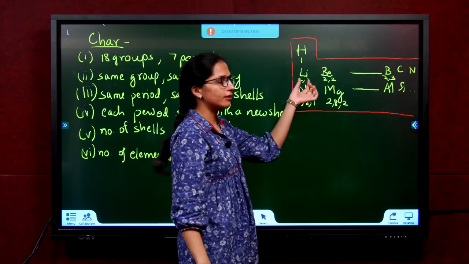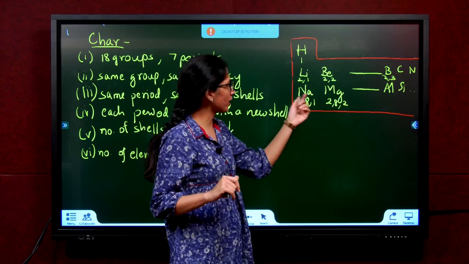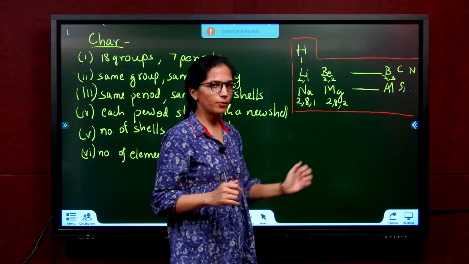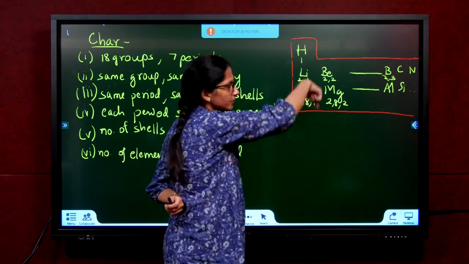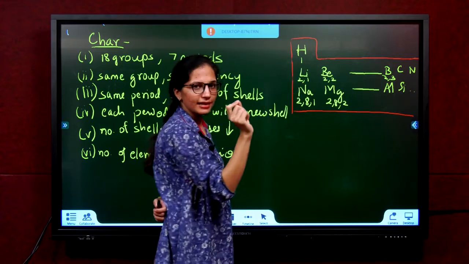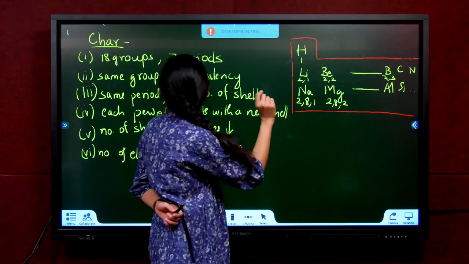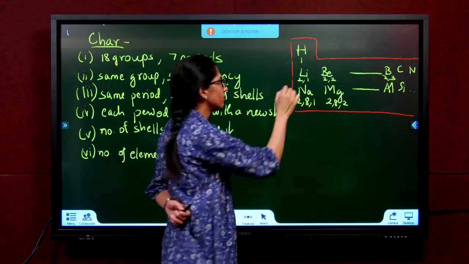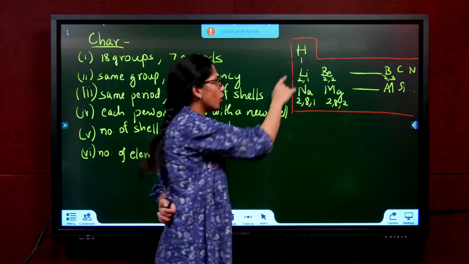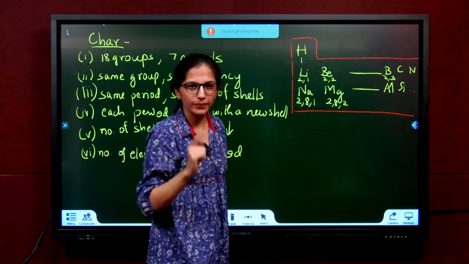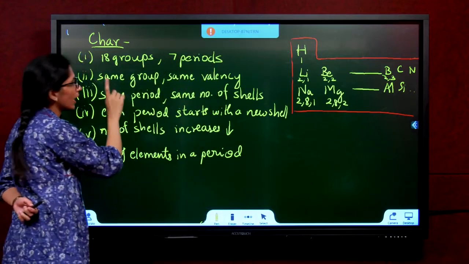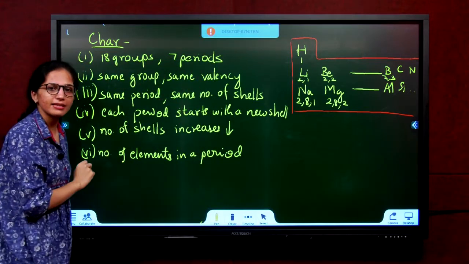Hydrogen is 1, lithium is 3. 3 means 2, 1. Sodium means 2, 8, 1. Observe in the group, this is a group, valence electron, last electron. Same group, same valency. Last electron is 1, 1, 1. All of them share valency plus 1. Do you agree? Yes. Which is why same group, same valency.